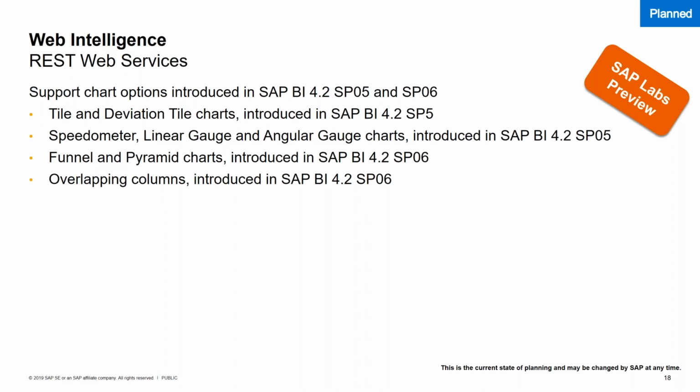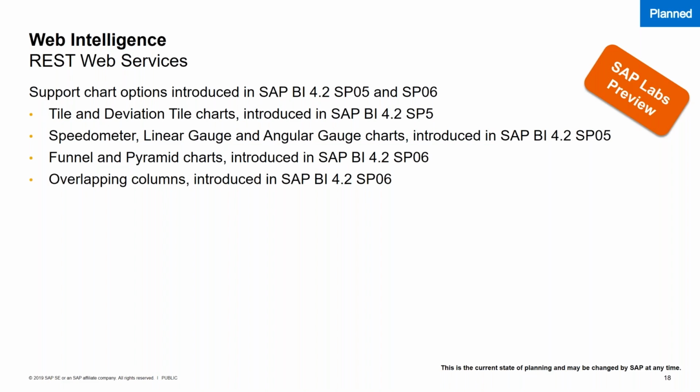Speedometer, linear gauges, angular gauges are now fully available via the SDK. The new funnel and pyramid chart are also available via the SDK, and the new capability properties for the bar chart, which is overlapping column, delivered in the last Service Pack 6, is also available via the SDK.